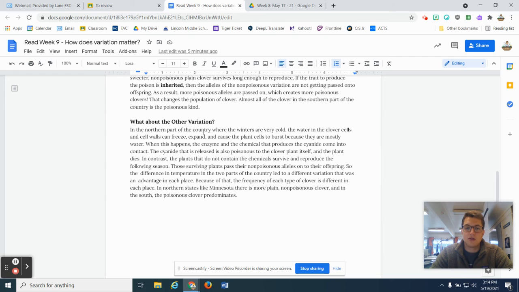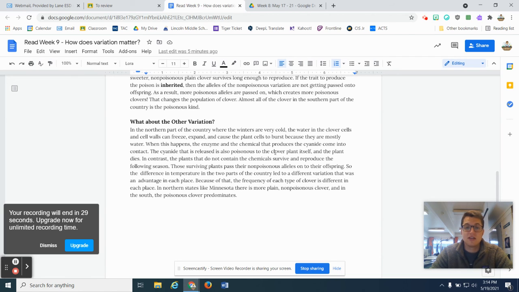In the northern part of the country, where the winters are cold, the water in the clover's cells and cell walls can freeze, expand, and cause the plant cells to burst because they are mostly water. When this happens, the enzyme and the chemical that produces the cyanide come into contact. The cyanide is then released as a poison into the clover plant itself, and the plant dies. In contrast, the plants that do not contain chemicals survive and reproduce the following season.